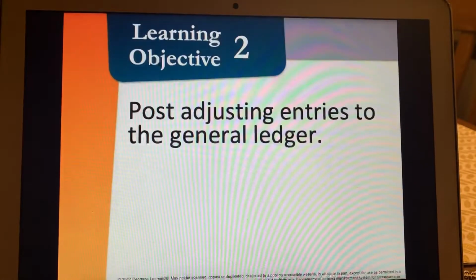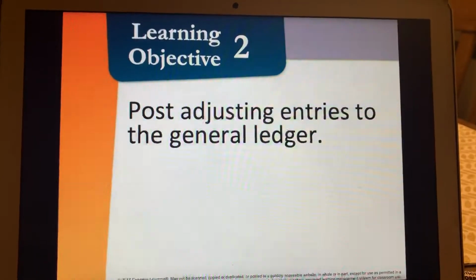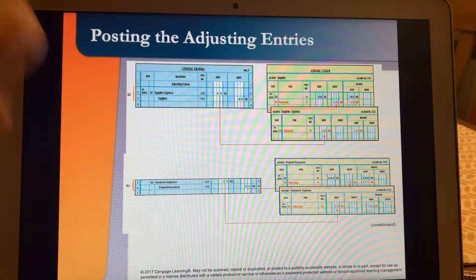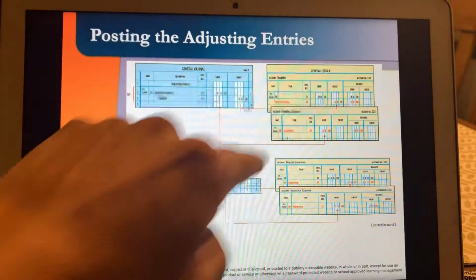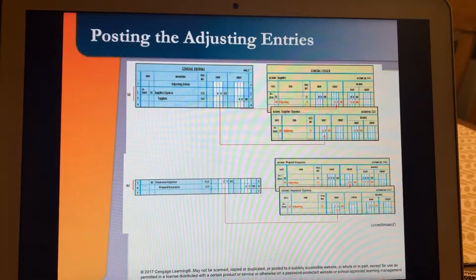So objective 2, it says posting adjusting entries to the general ledger. So here's the general journal, here's the general ledger. Okay, so these are our little accounts posting the adjusting entries.